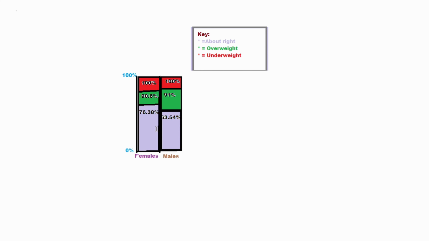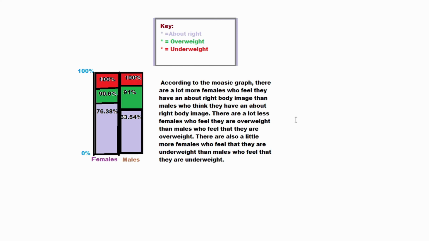And now onto our question that we had proposed earlier. How do you describe the distributions and show how to use comparison words to show differences? And here is how we would describe this mosaic graph that we just made. So, according to the mosaic graph, there are a lot more females who feel they have an about right body image than males who feel they have an about right body image.